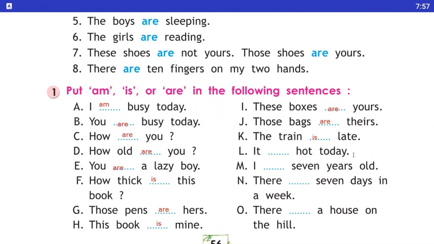It is hot today. आज क्या है? गर्म दिन है। Yes. What we use with I? I am. I am 7 years old. Okay. There are 7 days in a week. सात है ना? एक से ज्यादा है ना? So what we write here, are. There are 7 days in a week.